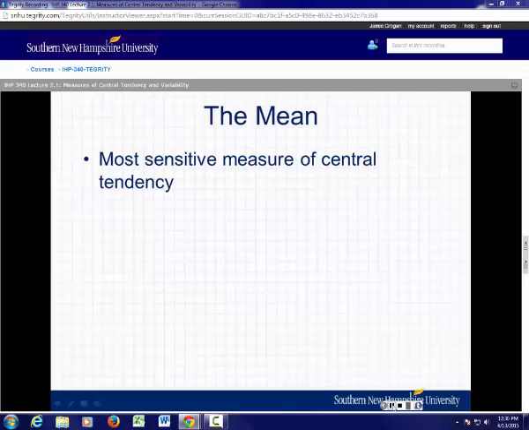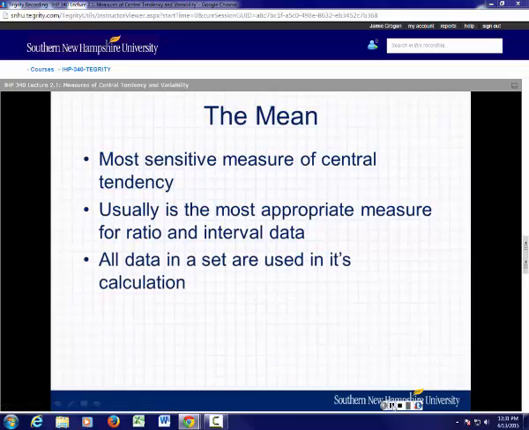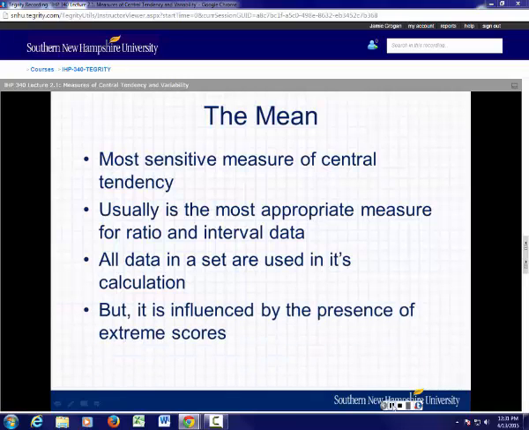The mean is the most sensitive measure of central tendency because it uses every score in the data set for its calculation. So to calculate the mean, you add up every individual score and you divide by the number of scores. Usually the mean is most appropriate for ratio and interval data. These are data that have decimal points that can be positive or negative. Most of the things that we measure are either ratio or interval data. As I said, for the mean, every data point in the data set is used in the calculation. But because of that, it is influenced by the presence of extreme scores, and we'll talk about this in an example coming up.